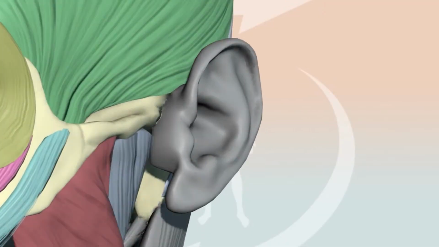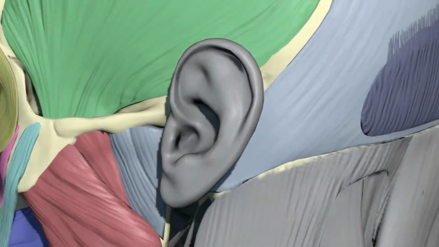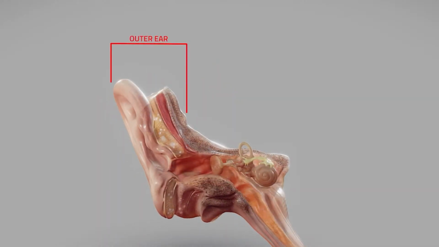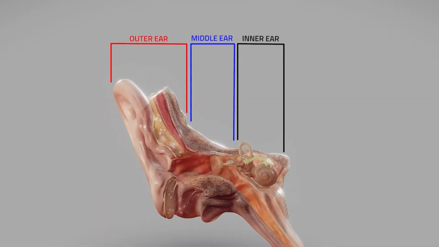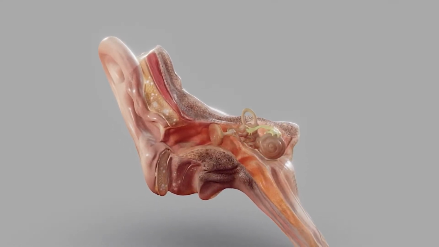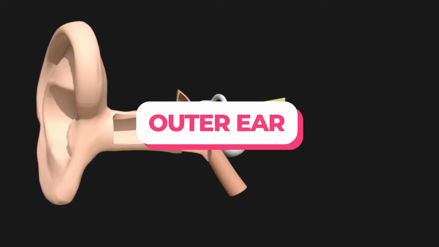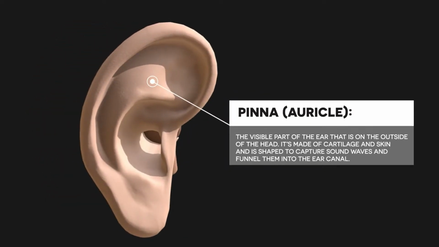The human ear is a complex organ responsible for hearing and balance. It is divided into three main sections: the outer ear, the middle ear, and the inner ear. Each part plays a crucial role in the process of hearing and maintaining equilibrium. Outer ear. Pinna or auricle, the visible part of the ear that is on the outside of the head.